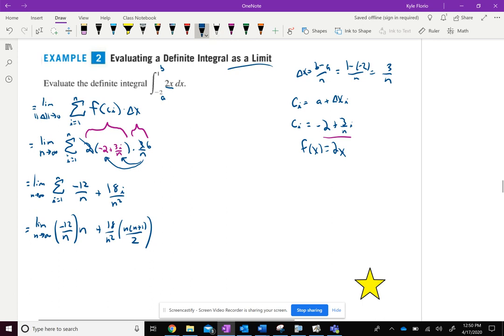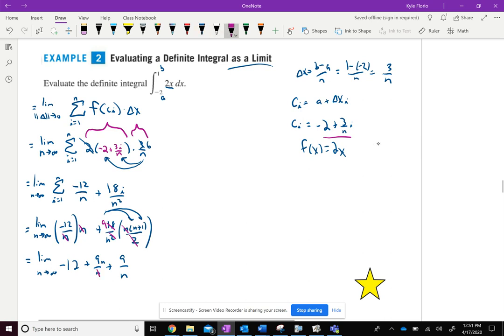And let's see how this works out here. The n's are going to cancel out. That n will take out one of those n's. 18 over 2 is just 9. So I really just have a 9 over n here to distribute. So this is the limit as n approaches infinity. I have negative 12. Let's see, this is just 9 over n. 9 over n times n is 9n over n. And then 9 over n times 1 is just 9 over n.